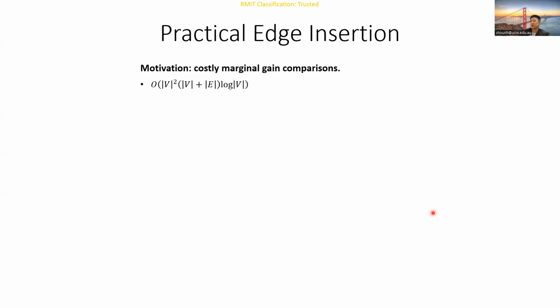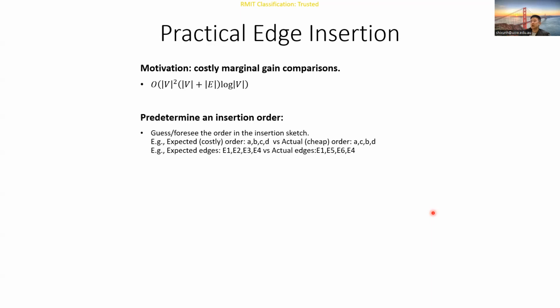So for the practical edge insertion, even if we identify the critical edge, it's still very costly because there are too many marginal gain comparisons. So we are trying to predefine our insertion order. For instance, suppose we have an expected order A, B, C, D, which is computed by the previous costly greedy strategy. We aim to use a simple process to guess a cheap order, such that following this order to insert the edges, the actual edges being inserted are similar to the expected edge insertions. So we can achieve a similar outcome.